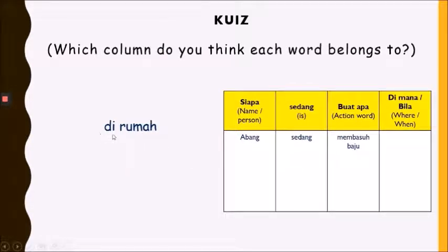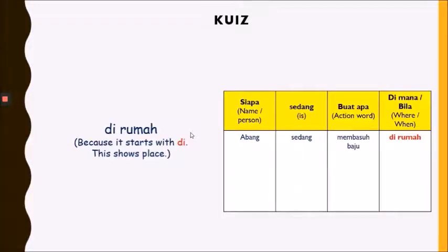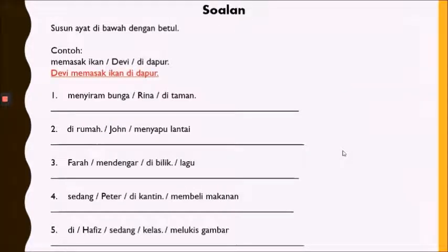Next one. This one here, di rumah. Is it 1, 2, 3, or 4? Which one is it? 1, 2, 3. Okay, so di rumah belongs to column number 4, which talks about a place. So when you see the word that starts with D-I, which means at, it usually talks about a place. So we will always put it at the end of the sentence when you see the word D-I. Okay, everyone? Good, good.